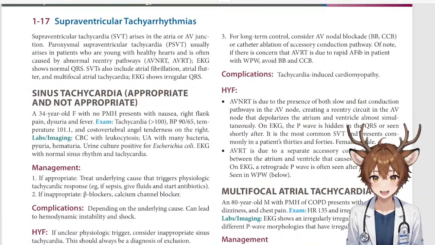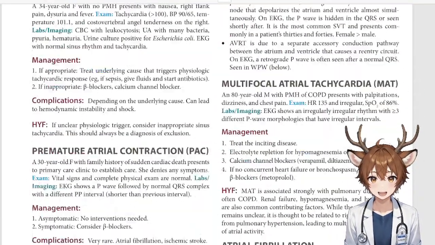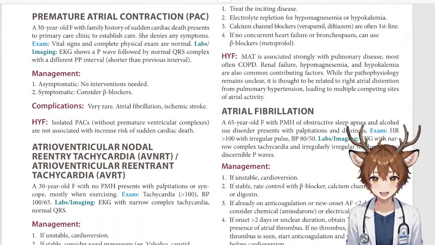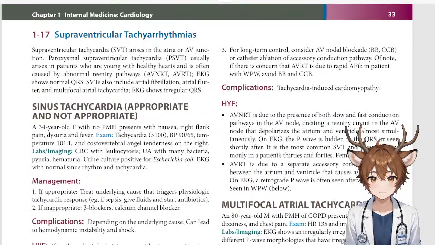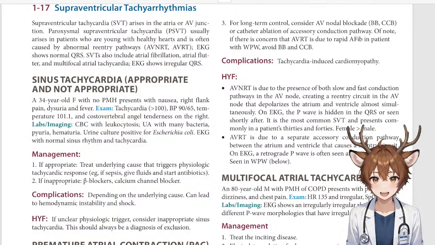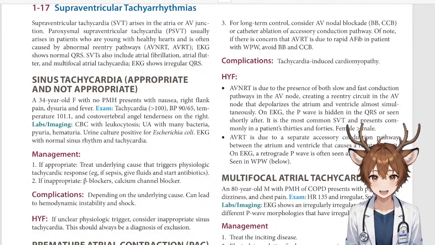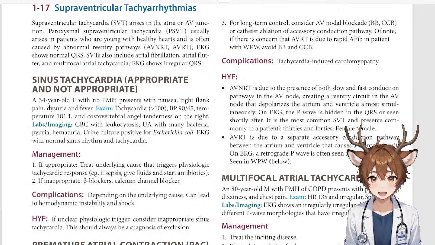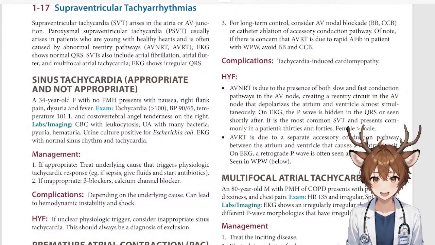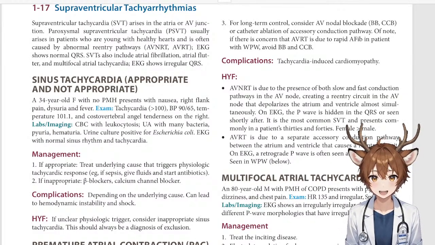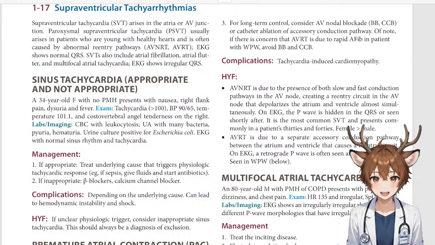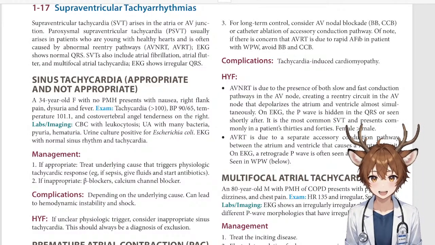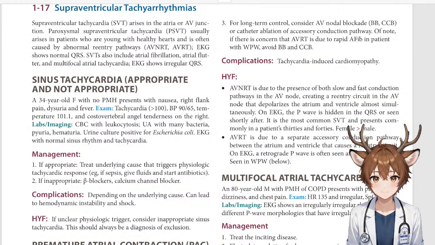So we're continuing with this. Again, this is all about the atrioventricular nodal reentry tachycardia, or AVNRT. In which case, for long-term control, consider AV nodal blockade, like beta blockers or calcium channel blockers, or catheter ablation of accessory conduction pathway. Of note is that if there is a concern that AVRT is due to rapid AFib in a patient with Wolff-Parkinson-White, avoid beta blocker and calcium channel blocker.